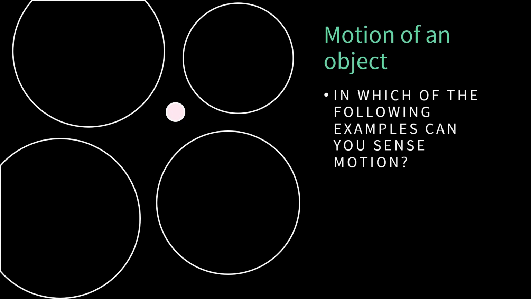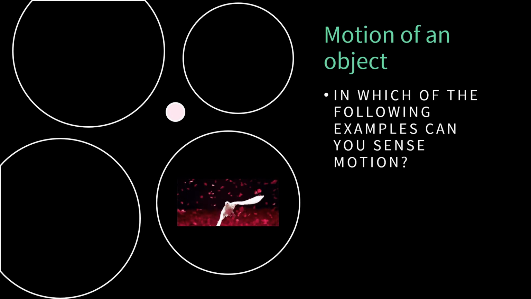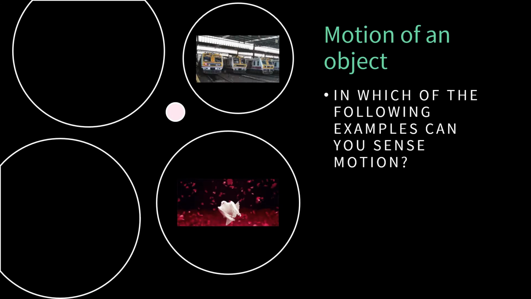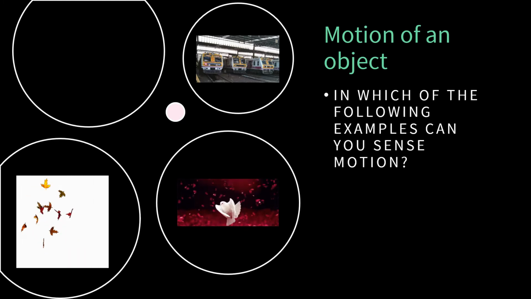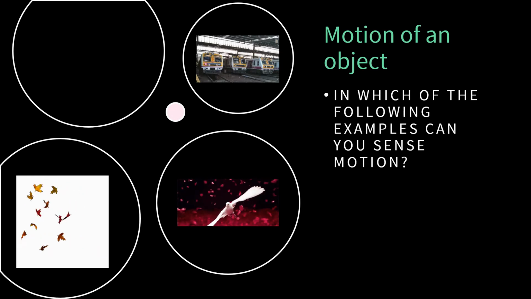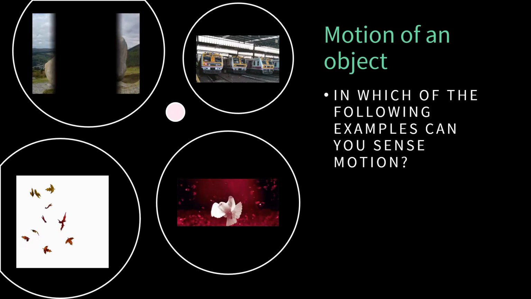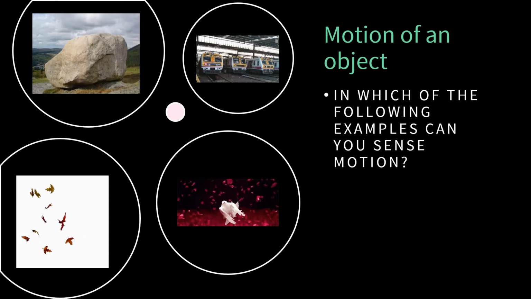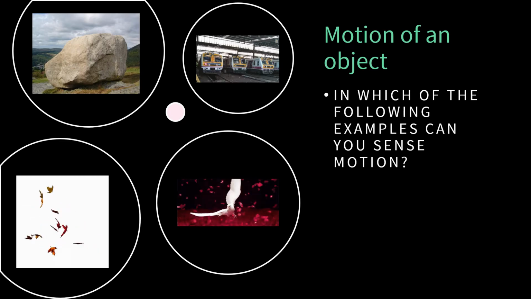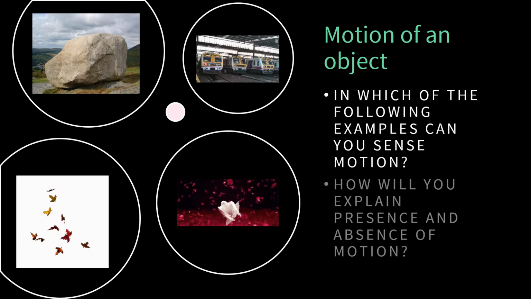Children, in which of the following examples can you sense motion? The first is you can see a bird flying. Now, second is there are some trains stalled at a workstation. The third example, you can see some leaves are flying in the air. And in the fourth example, there is a stone lying still on a mountain top.